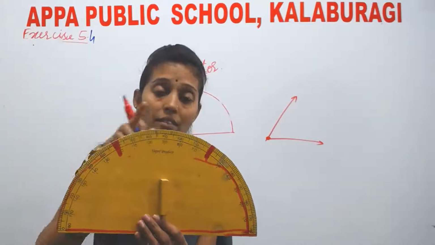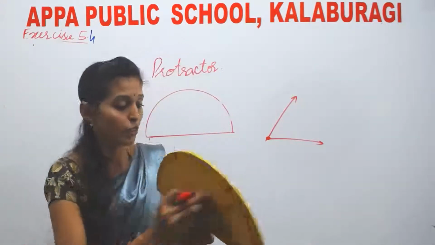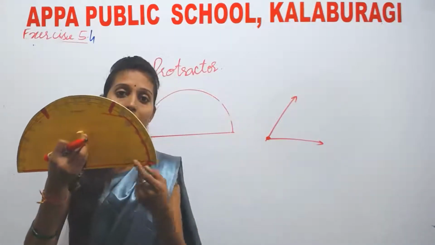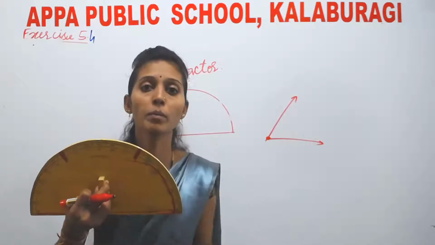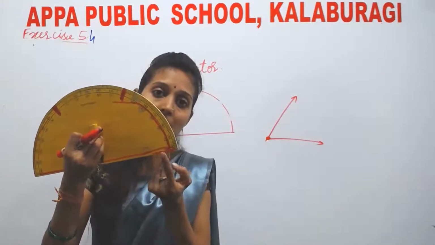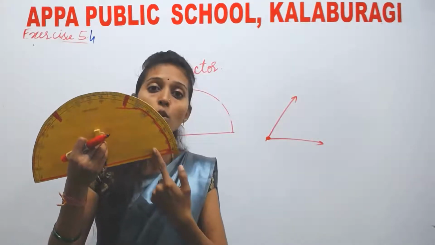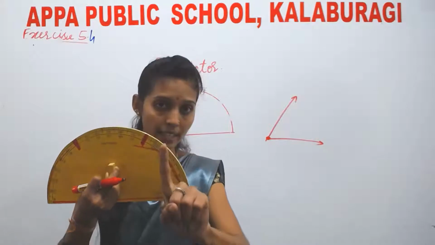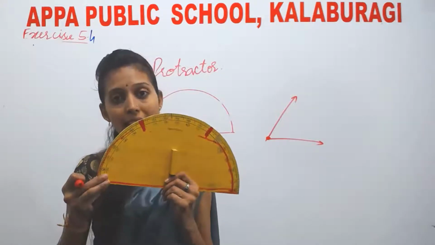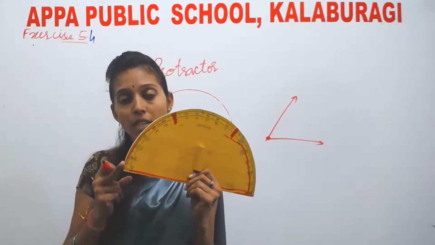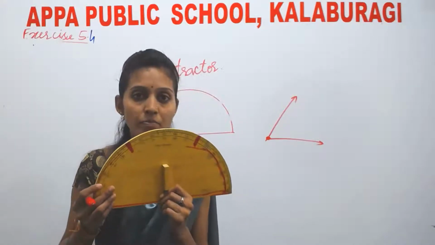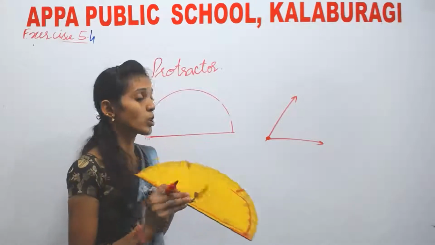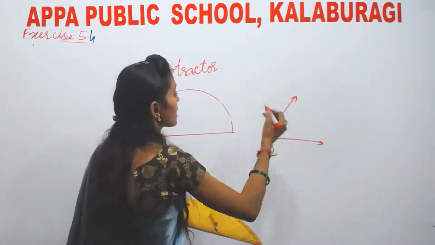Inner scale also will give the same result. But if you make the baseline merge on the initial ray on this side, and if you refer to the outer scale, it will be wrong, because on this side 0 is inside. So you have to refer to the inner scale only. Okay. On this side, 0 is outside, so you have to refer to the outer scale. Did you get it?